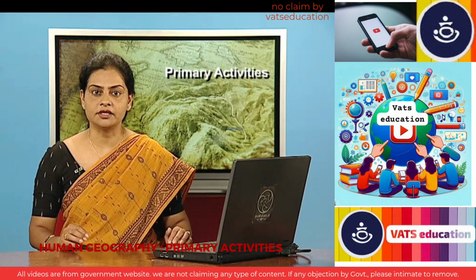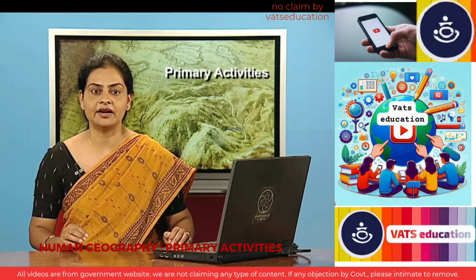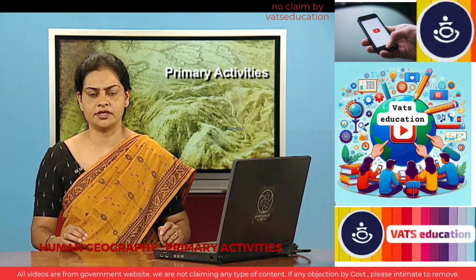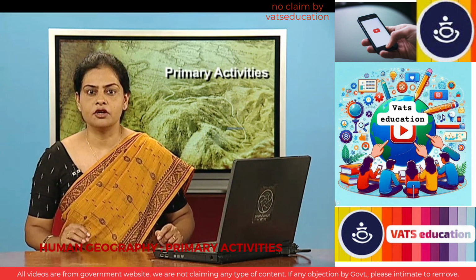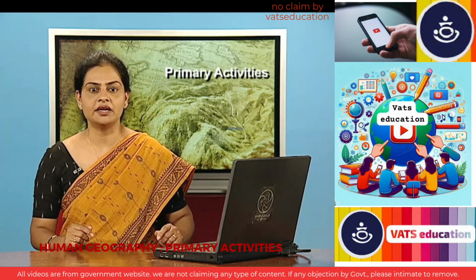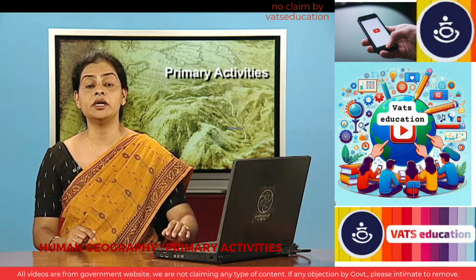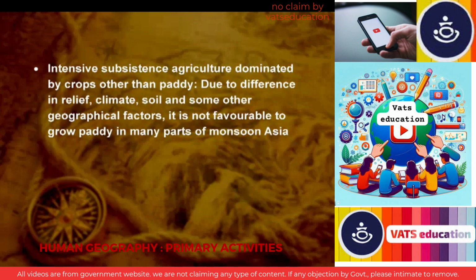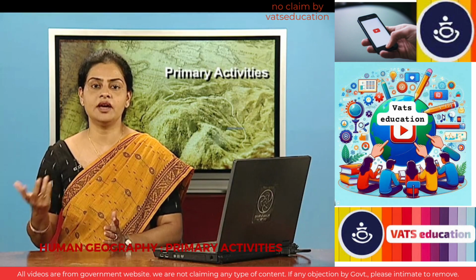Intensive subsistence agriculture is dominated by wet paddy agriculture in some parts of the countries. In these regions, rice is the main crop. It is practiced in densely populated areas of the world. Intensive subsistence agriculture is dominated by crops other than paddy in other areas due to different relief features, soil, and some other geographical factors. It is not favorable to grow paddy in many parts of monsoon Asia, so we look for other options.